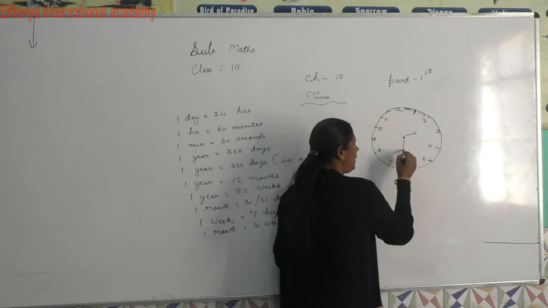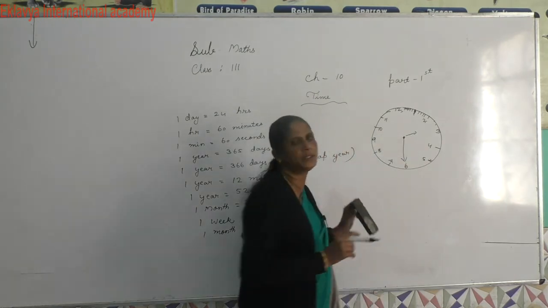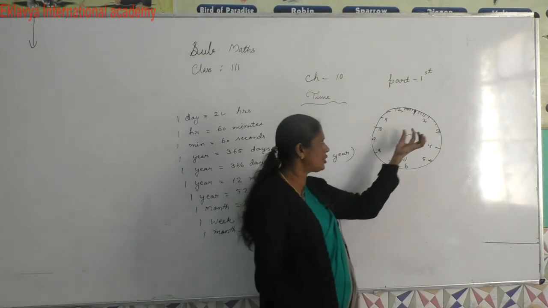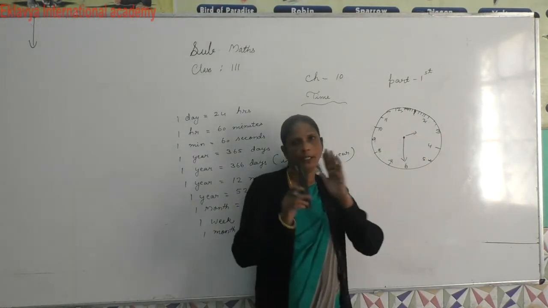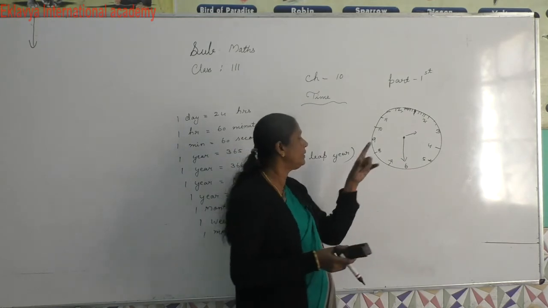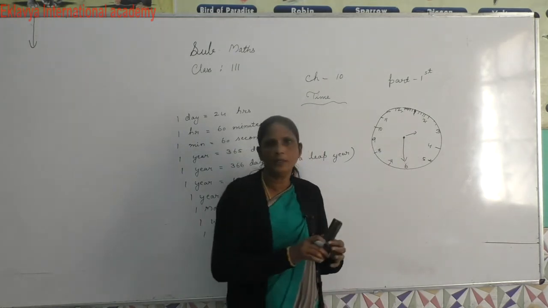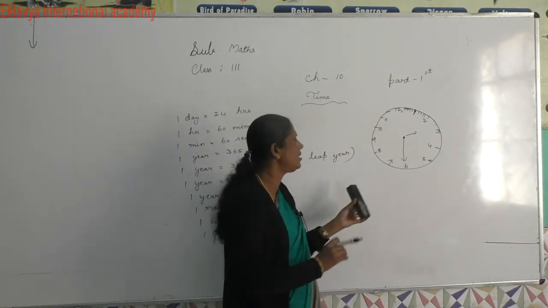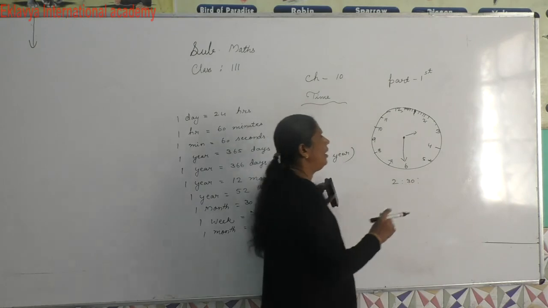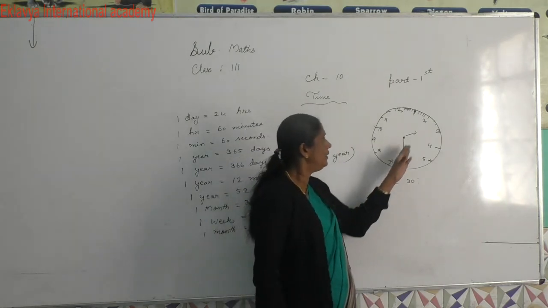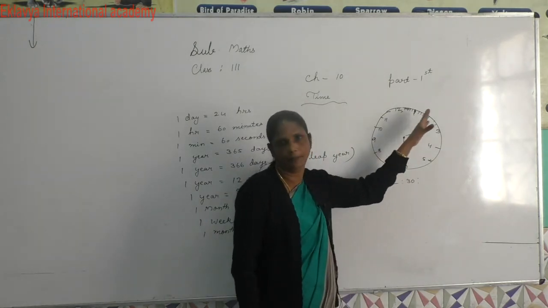Now, the short hand comes between 2 and 3, then the big hand comes on 6. The short hand is in the middle of 2 and 3, then the big hand comes on 6. This is 2:30, half. 2:30 or 2 and a half. Half of the time.